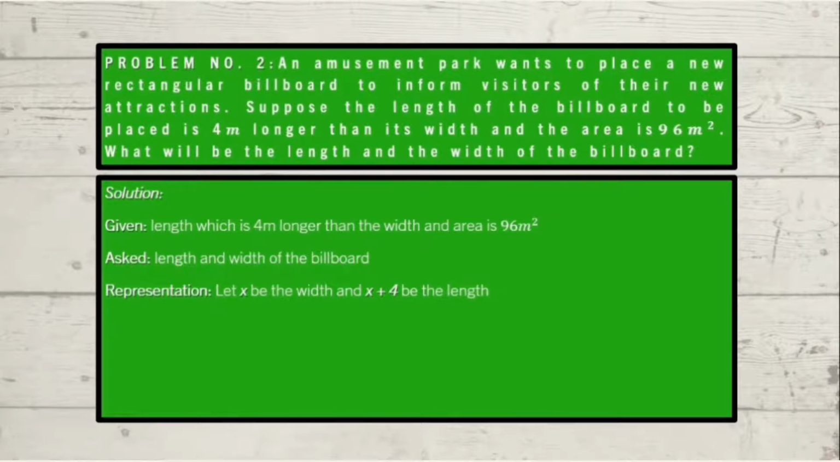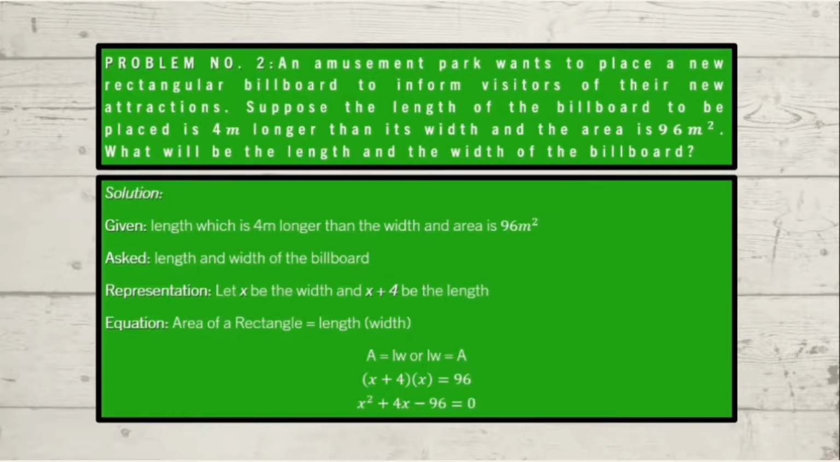After that is our equation. Let's write the equation from the problem. Since we all know that the formula in getting the area of a rectangle is length times width, use the representation to write the equation. We have now x plus 4 multiplied by x is equal to 96. Then, perform the indicated operation and transpose 96 to the left side of the equation so that we will have x squared plus 4x minus 96 is equal to 0.